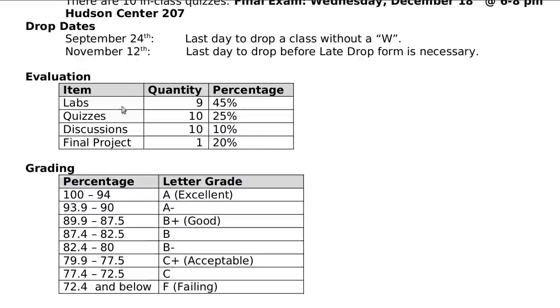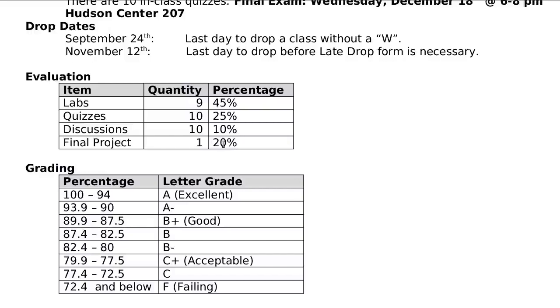If we look at the components of this course, there are 9 labs, which will account for 45% of the grade for this class. Quizzes are a quarter, and then it's going to be 10 discussions, which will account for about 10%, and then the remaining is the final project.